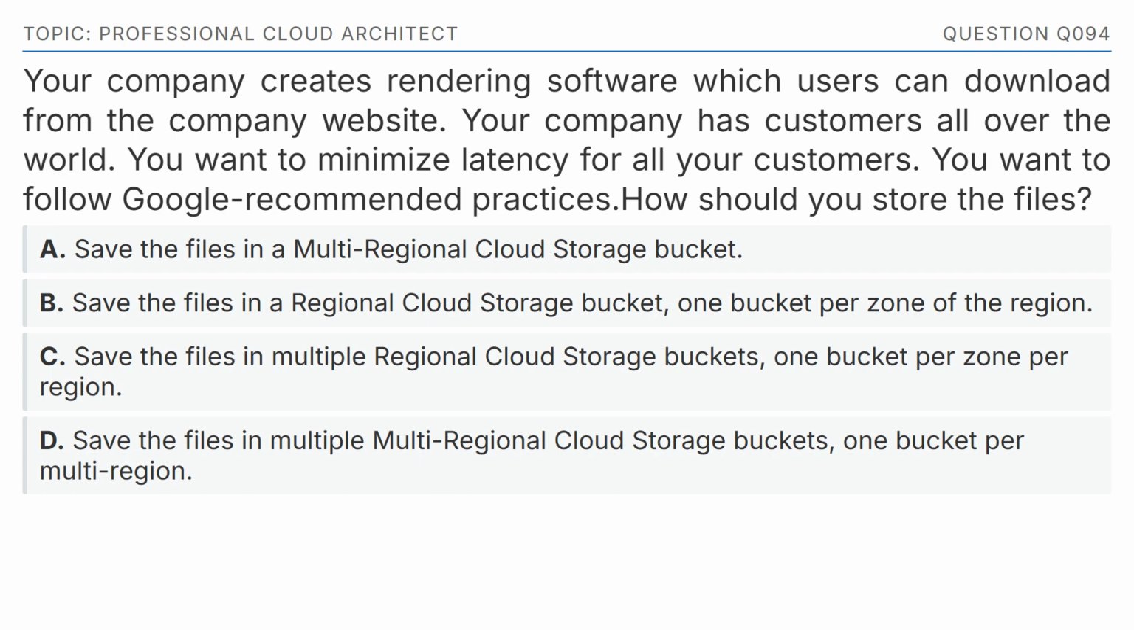The options are: Option A. Save the files in a multi-regional cloud storage bucket. Option B. Save the files in a regional cloud storage bucket, one bucket per zone of the region. Option C. Save the files in multiple regional cloud storage buckets, one bucket per zone per region. Option D. Save the files in multiple multi-regional cloud storage buckets, one bucket per multi-region.